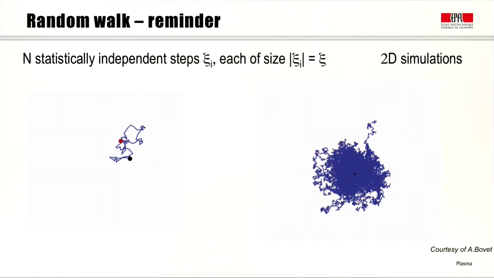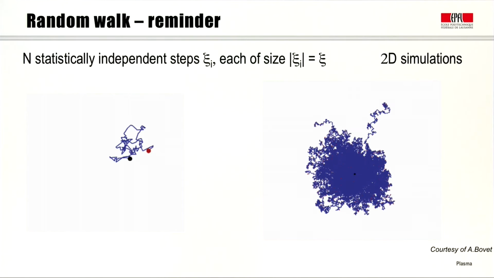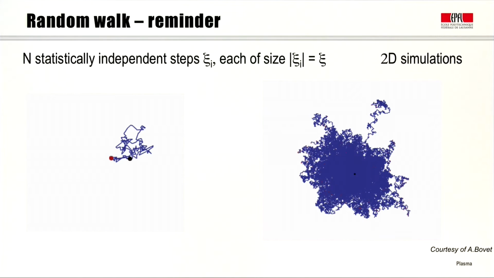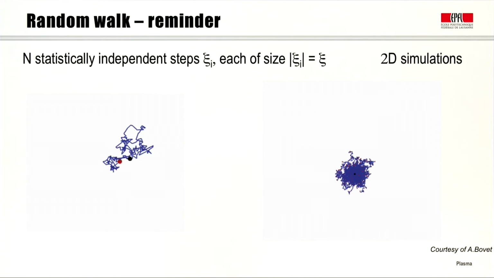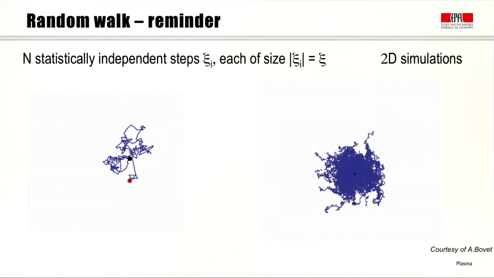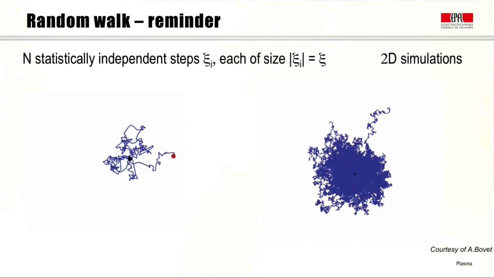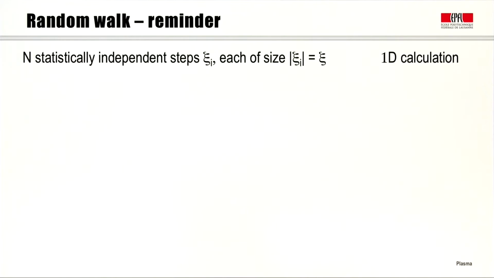So although the average displacement is 0, the mean square displacement, as you will see immediately, is actually non-zero, and that's the crucial element for assessing transport. Having briefly seen the two-dimensional simulations, now we are ready for a very simple one-dimensional calculation of the random walk. Again, we consider statistically independent steps, psi_i, each of size psi. So we can see what happens after n steps.